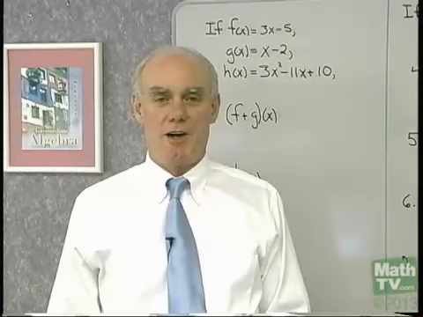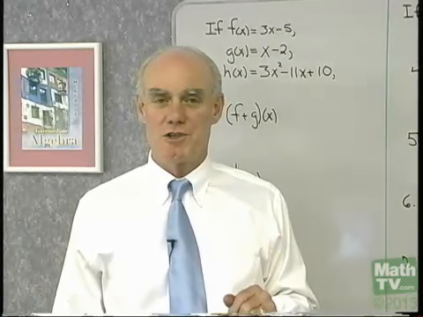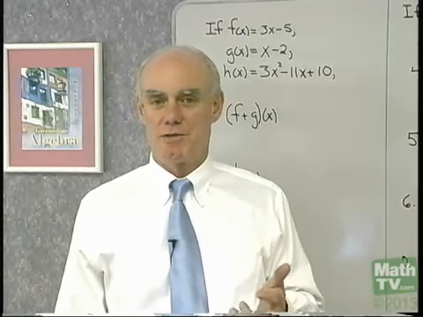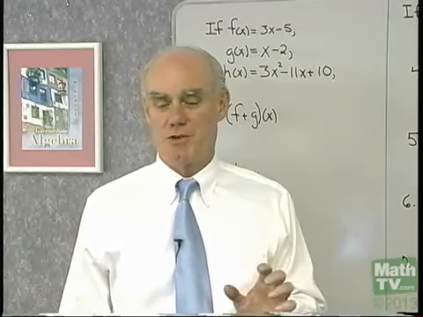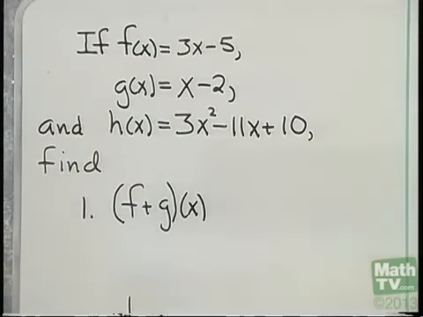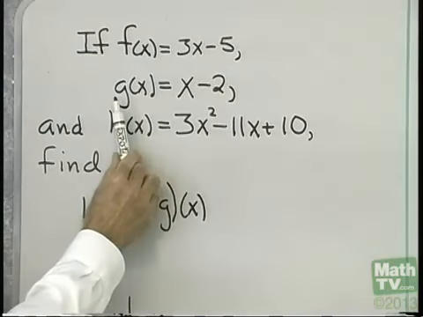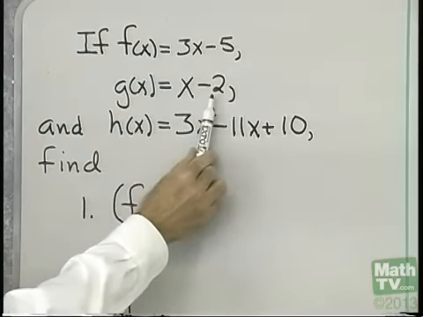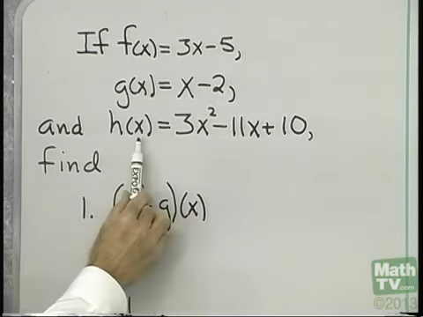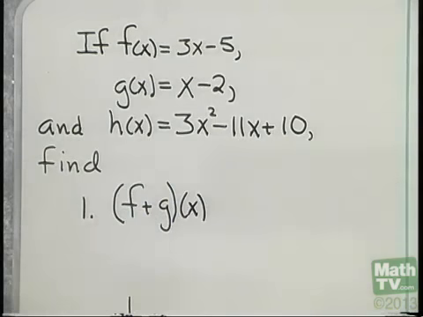We want to do some algebra with functions right now, and you'll see I've written over on the board 3 functions, and what we're going to do is look at their sum, difference, product, and quotient, or at least some of those things. Let's look at our first problem. I've written over here f of x is 3x minus 5, that's one function. The function g is g of x equal x minus 2, and the function h of x is 3x squared minus 11x plus 10. So let's find a new function here, f plus g of x.